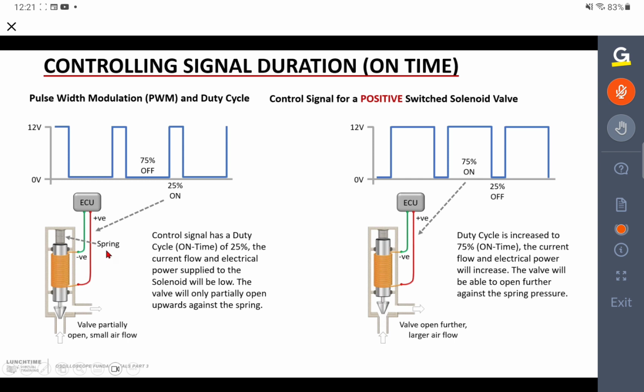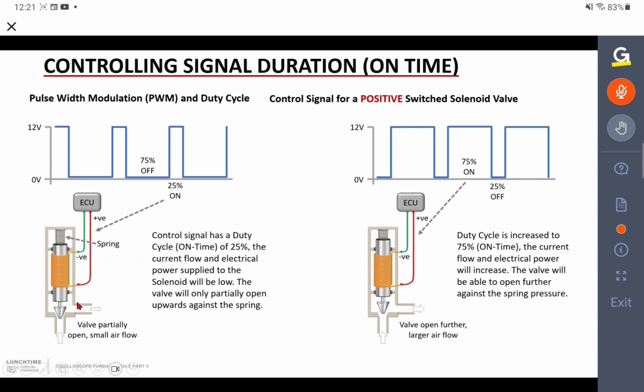So here's an example of a solenoid controlling an air valve. Again, in the left-hand illustration, the circuit has a pulse width modulation or a duty cycle where it's 75% off, 25% on, and that means that we've only got an average current, and let's say the full current was 10 amps, we've only got an average current of 2.5 amps.